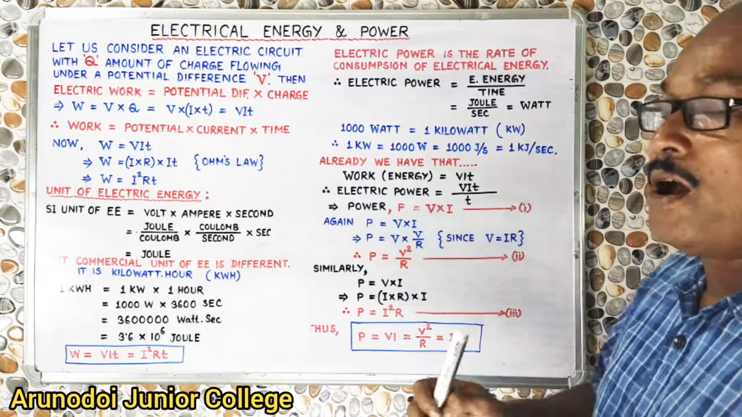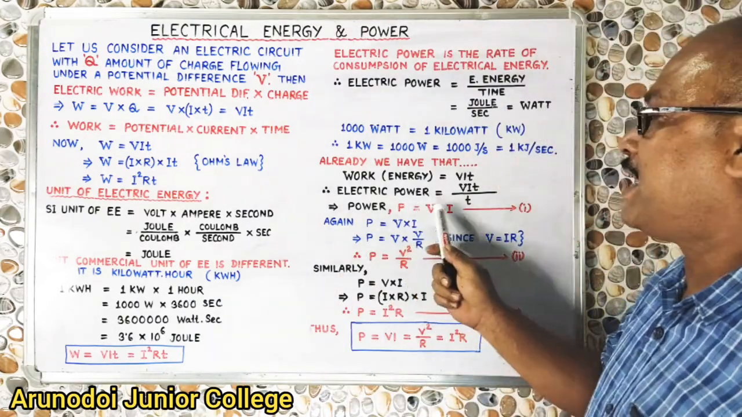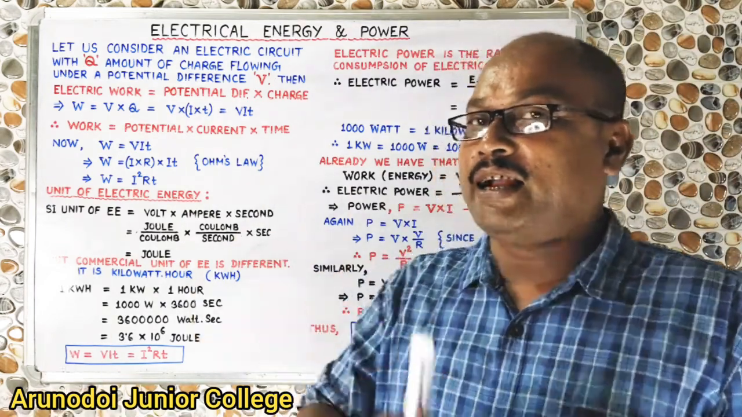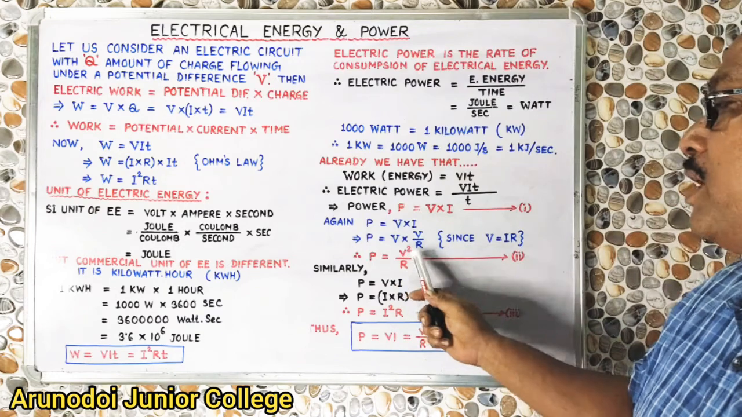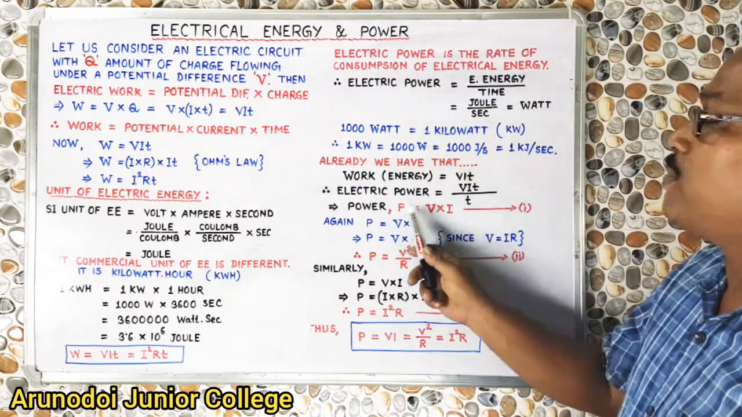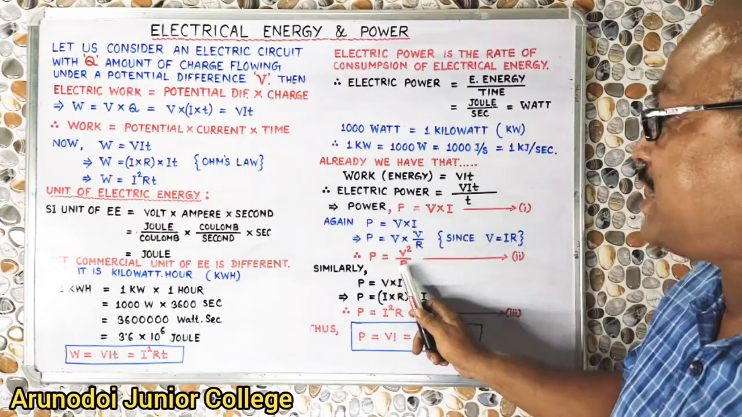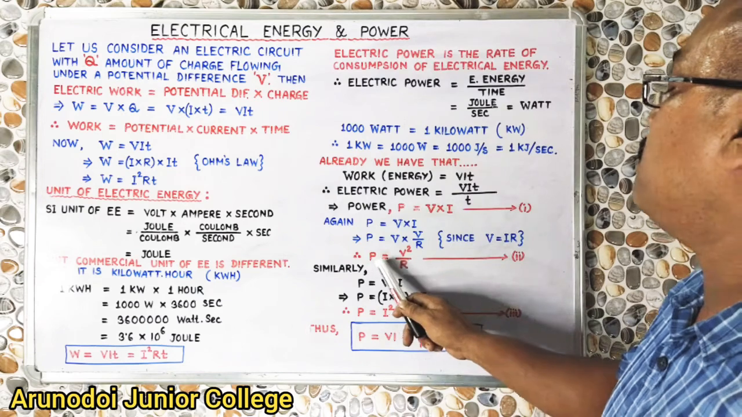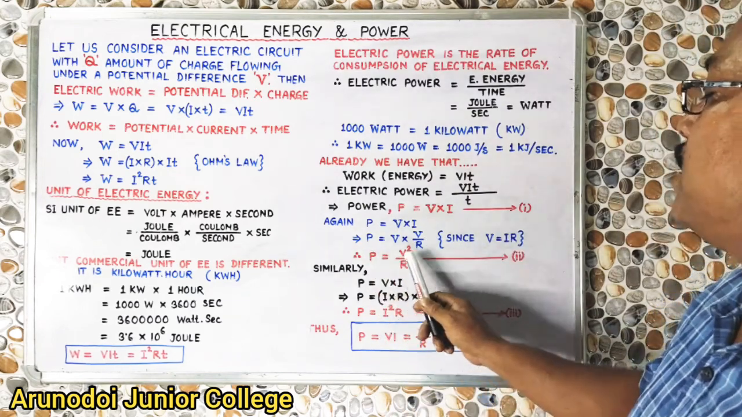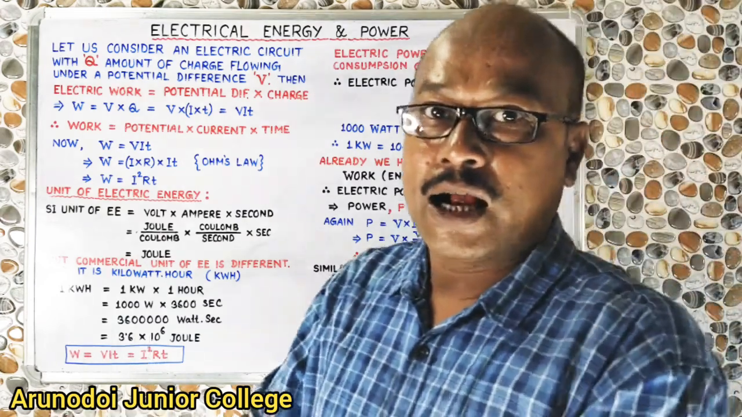This is to say that electric power can be calculated by different methods. The first formula to calculate electric power is P is equal to V into I, and the second formula we get is P is equal to V square by R. So if you have voltage and resistance, you can measure electric power. Power of the electricity is equal to the square of the potential difference divided by the resistance of the conductor.